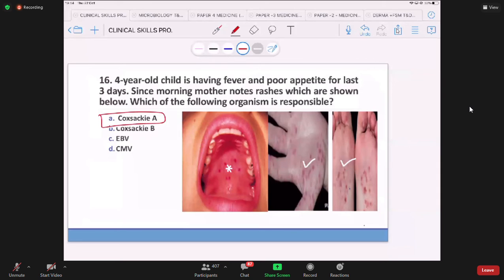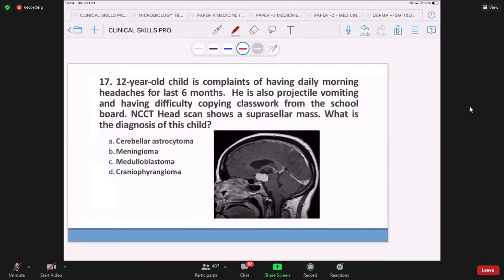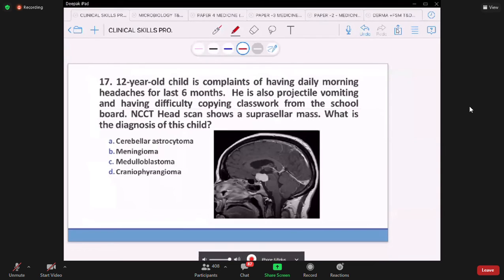The next question says, I'll not take chats now. I'll be focusing on the questions. We are having a 12-year-old kid who has had daily morning headaches for the last 6 months. Whenever you read about daily morning headaches, you think in terms of raised ICP. Another point in favor of raised ICP is projectile vomiting. So two things tell me there is raised intracranial pressure in this patient.